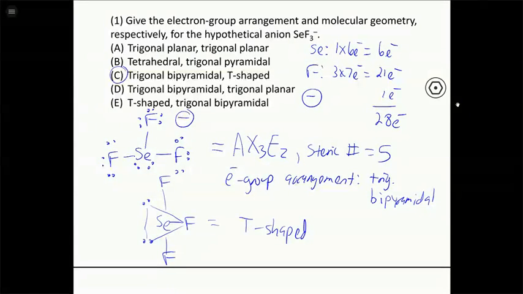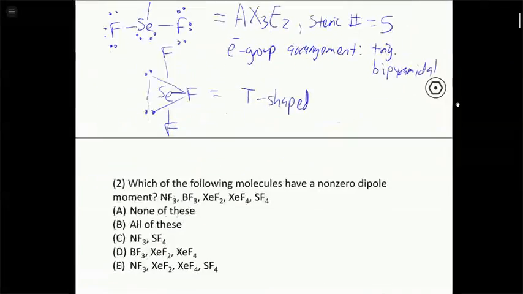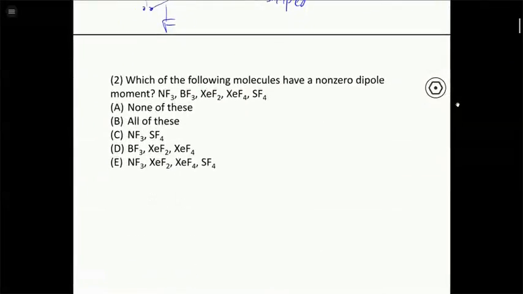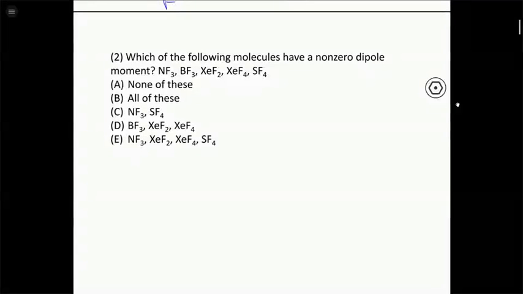Alright, if not, we can move on then to number 2, which is still related to VSEPR, but it's a little bit different of a question. And here we're giving you a series of fluoride molecules, nitrogen, boron, xenon difluoride, xenon tetrafluoride, sulfur tetrafluoride, all these different fluorides, and asking you which ones have a non-zero dipole moment.